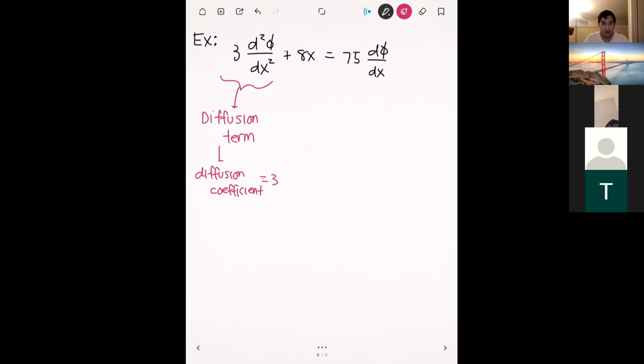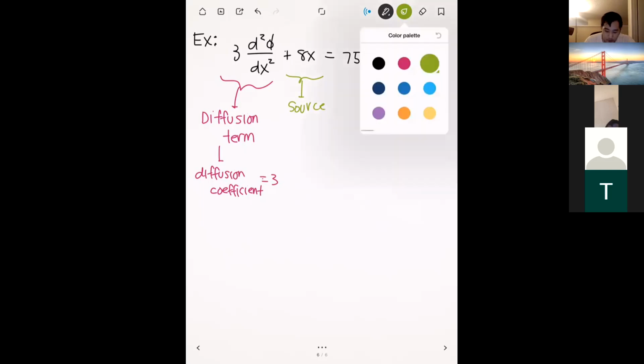And that's just whatever the coefficient is in front of that guy. Next, we have our source term. Remember, the source term is just any function within your equation that doesn't have a derivative or no phi to it. And so there's really nothing more to add for the source term.